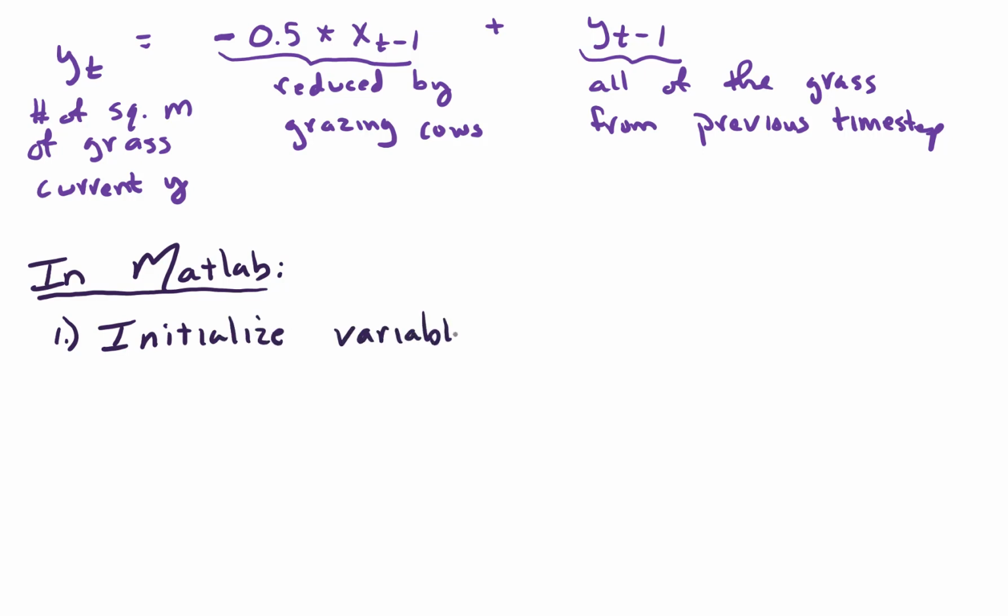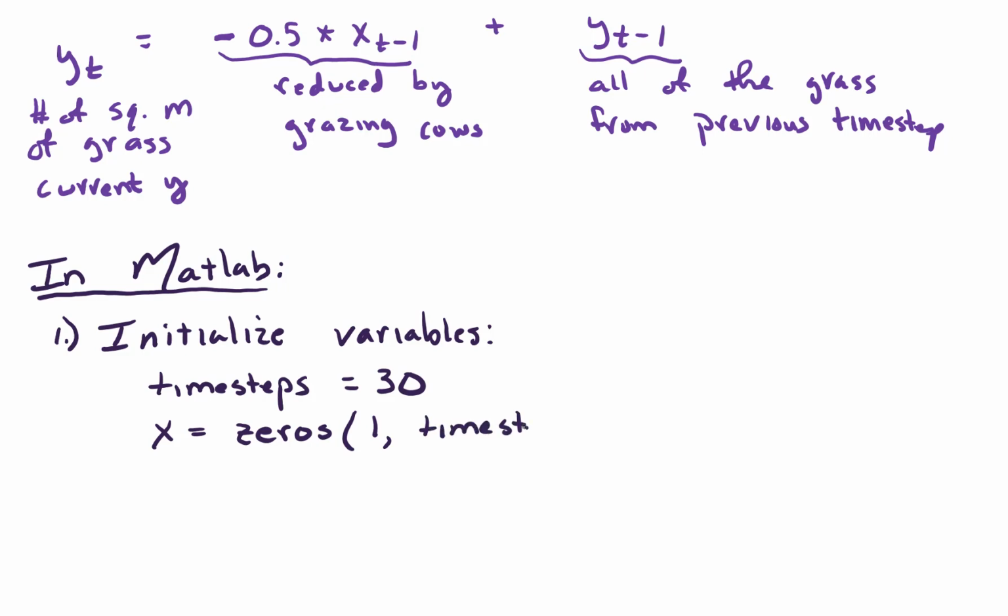Now, one thing we have to consider is, how long are we going to run the simulation? So let's let time steps equal 30. We'll run it for 30 time steps. We could always change that number, but that's a good place to start. We also need to set up an array for X and an array for Y to keep track of the number of cows and to keep track of how much grass we have. So we'll say X is equal to zeros, and we'll make that a matrix or an array which has one row, and the number of columns will be however many time steps we're using.